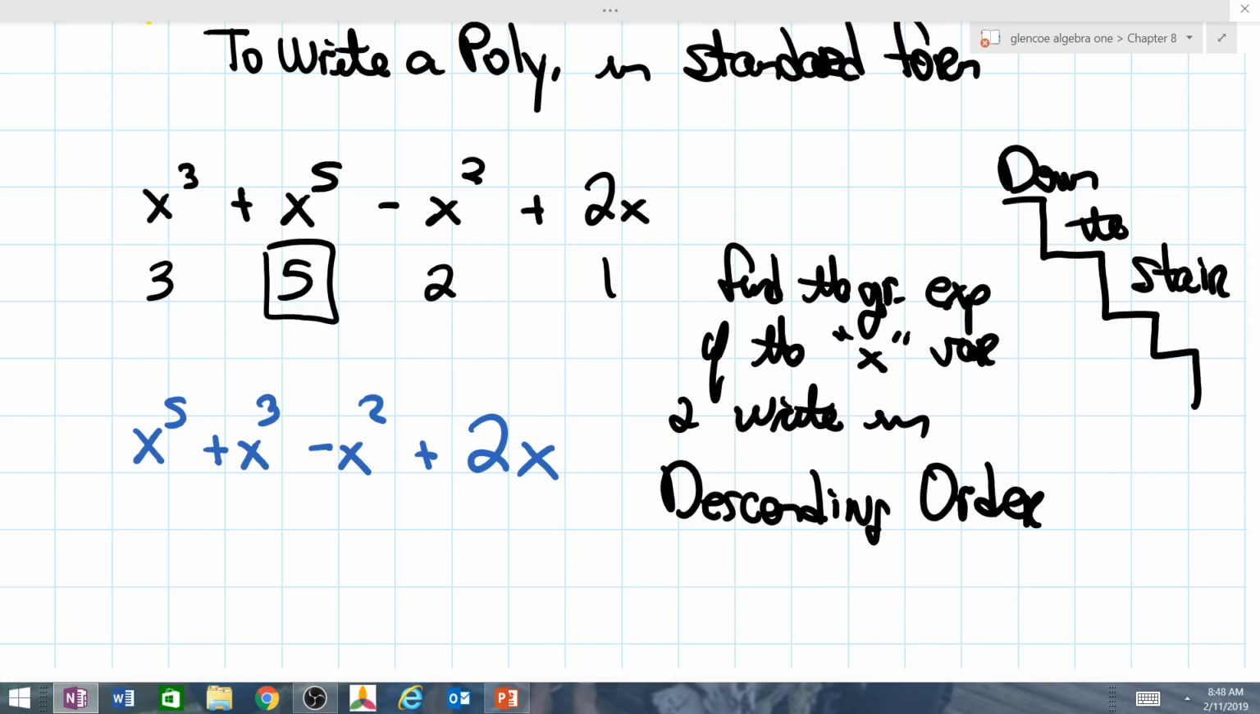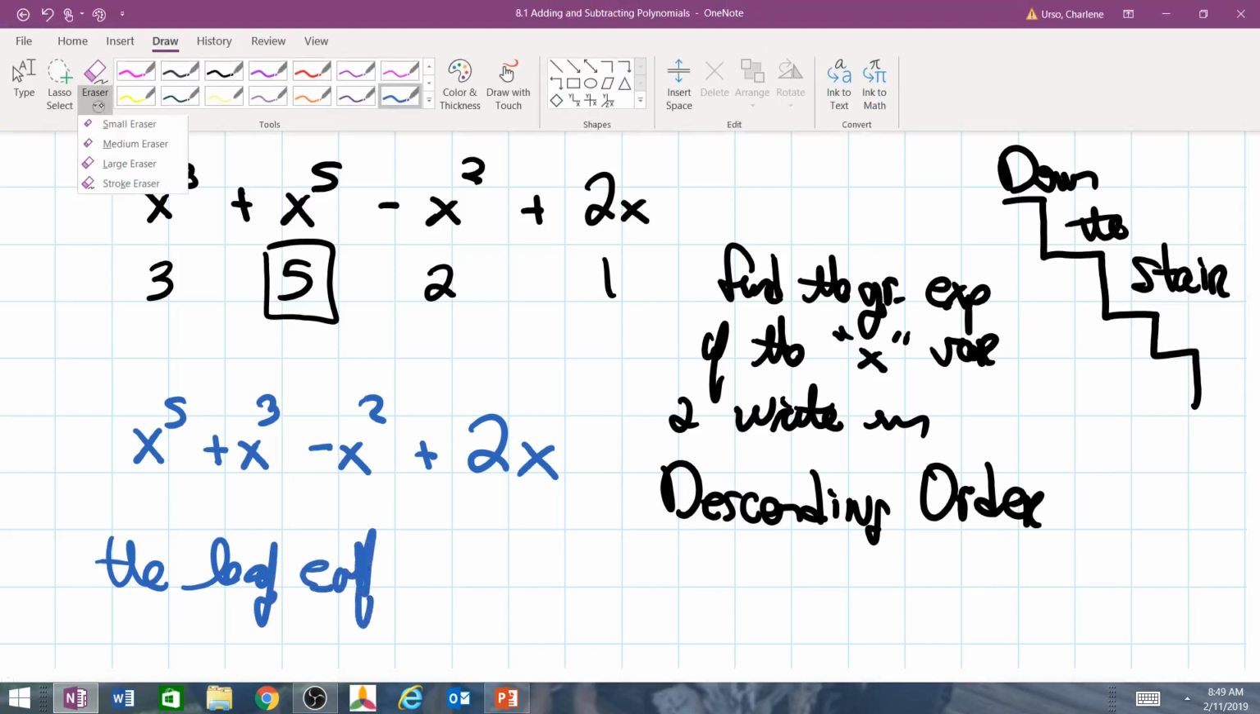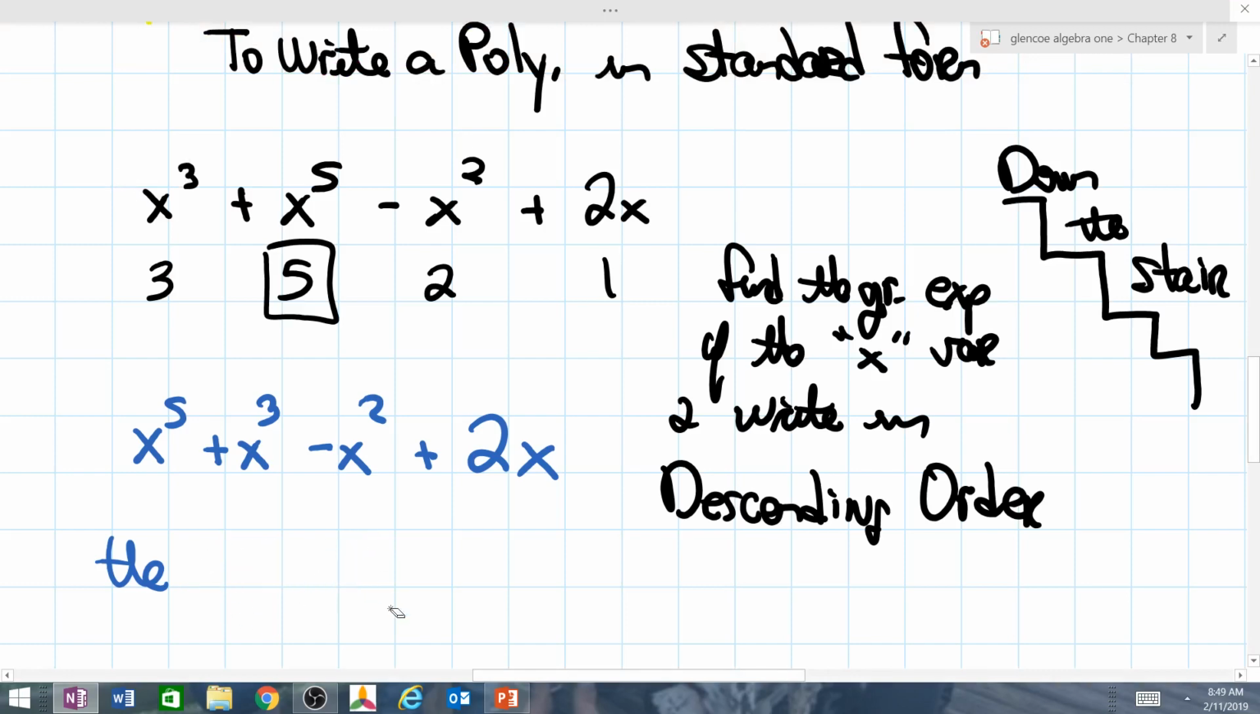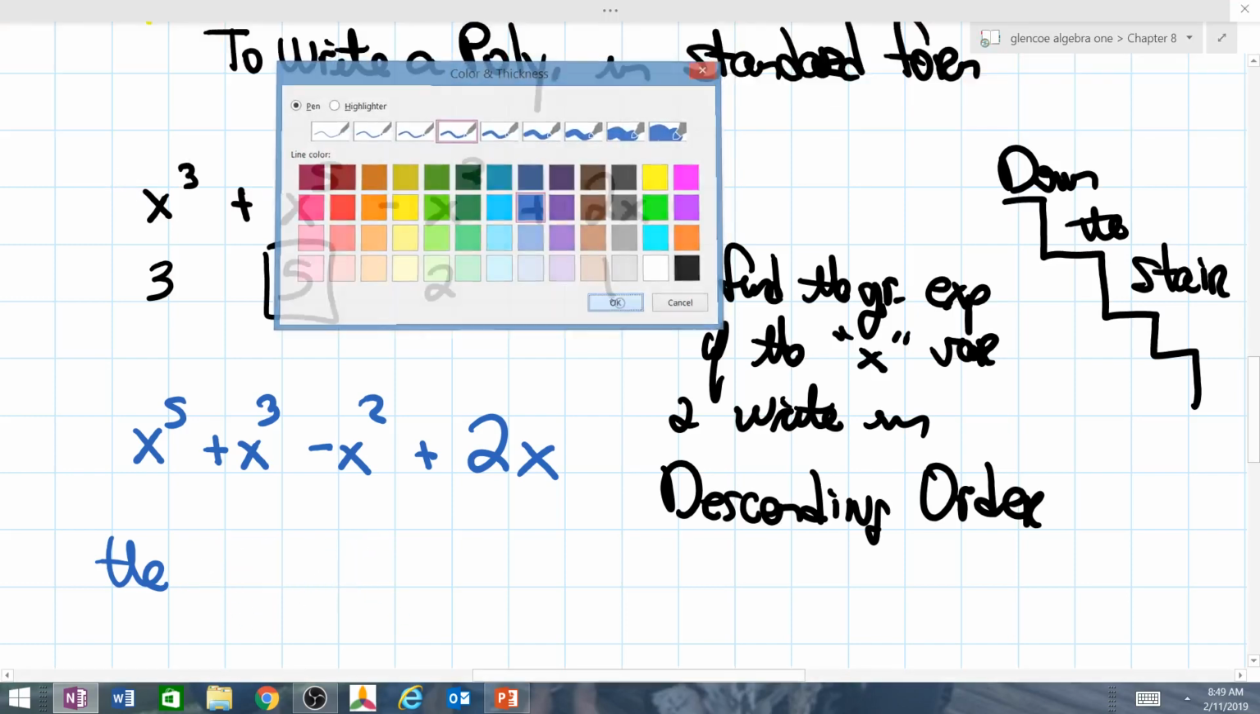Okay, and then it says identify the leading coefficient. The leading coefficient meaning the number in front, okay? The leading coefficient, we're not talking about exponent now. The leading, let's just get that so you can read it. The leading coefficient, so look at your first term.